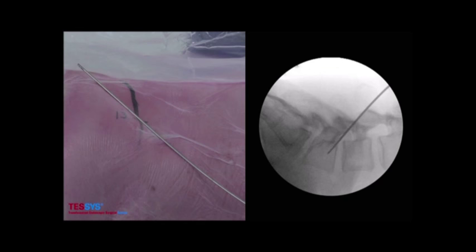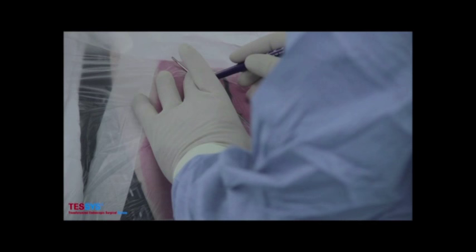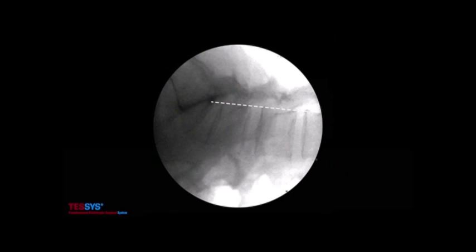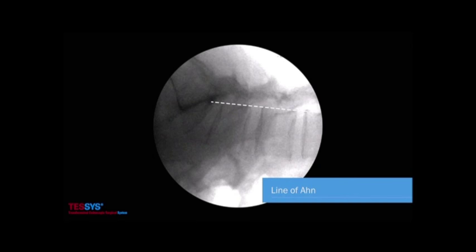First, you should draw a line in the direction in which you like to introduce the needle. Depending on the size of the patient, the needle in an L4-L5 case is introduced between 14 and 11 centimeters from the middle of the spine. In higher levels, you should go closer to the midline. In very heavy patients, it is an advantage to draw the so-called line of Ahn on the skin. Don't pass this line of Ahn ventrally.